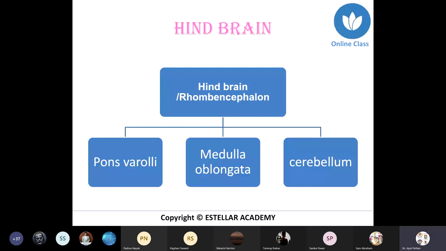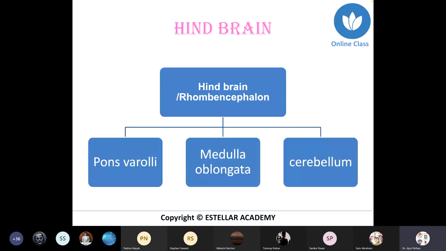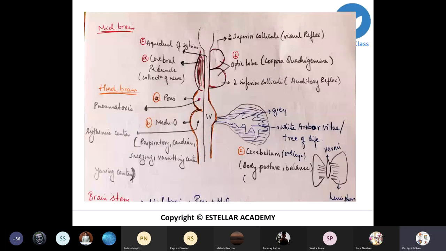Done? Can we move to the next? Under this, first we'll discuss the pons varolii. You have drawn the diagram, right? This diagram is done. Have you drawn the hindbrain part, pons, medulla oblongata in this diagram? Yes.